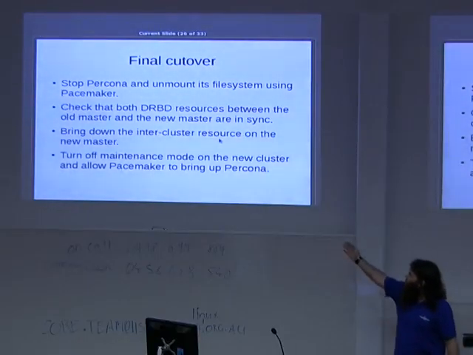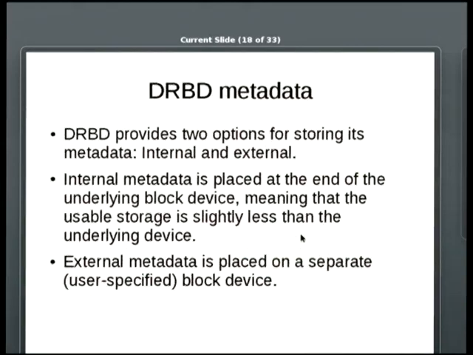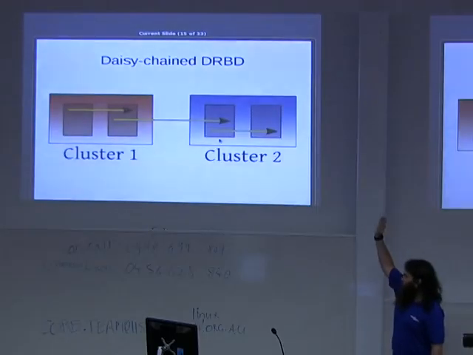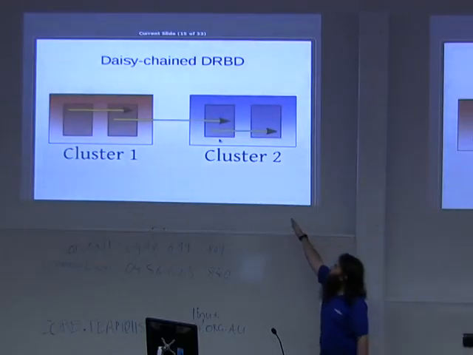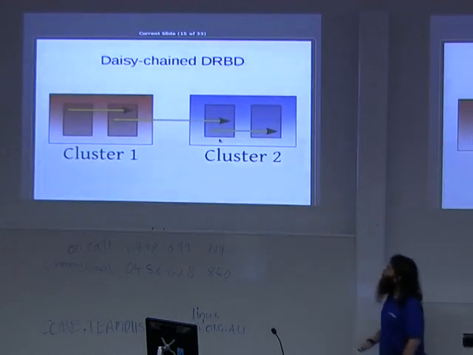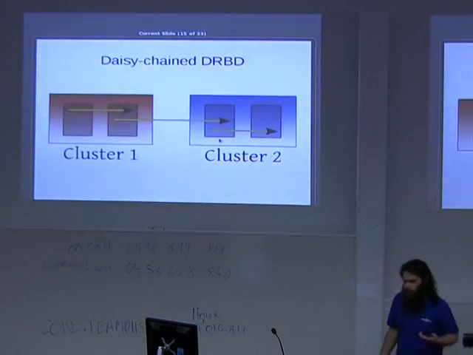So you bring down the intercluster resource on the new master. To go back to where I had the nice diagram, in order to be able to start Percona on cluster 2, you need to not have that DRBD link on top of it. You don't need to stop it on cluster 1 because cluster 1 is just going to realize the connection's gone and wait for it to come back, and it'll never come back, but we don't care once we've moved to cluster 2.